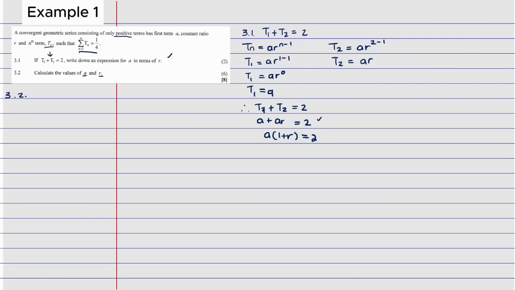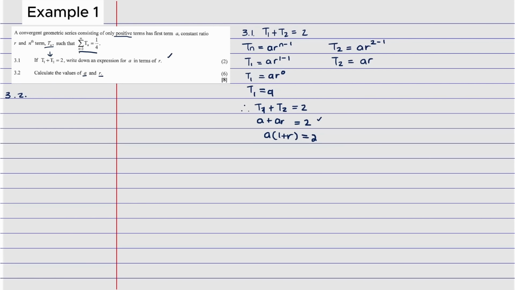Take the 4 to the other side. So you're going to have 9(1 - r)(1 + r) equals 4 multiplied by 2, which is 8. Divide both sides by 9. So it's going to be (1 - r)(1 + r) equals 8 divided by 9.